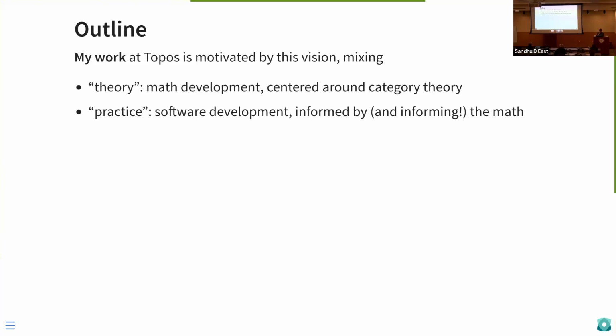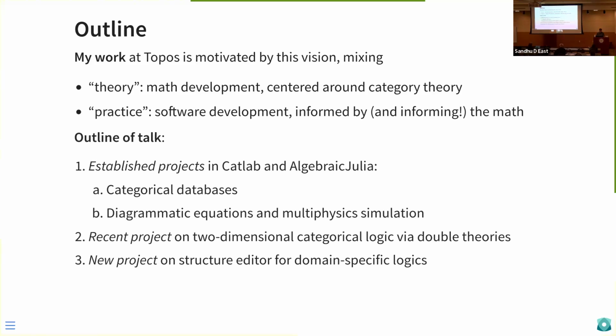And I'm calling these theory and practice, but I put it in scare quotes because I don't really like that distinction all that much. To me, these are intertwined activities that should be mutually informing each other.